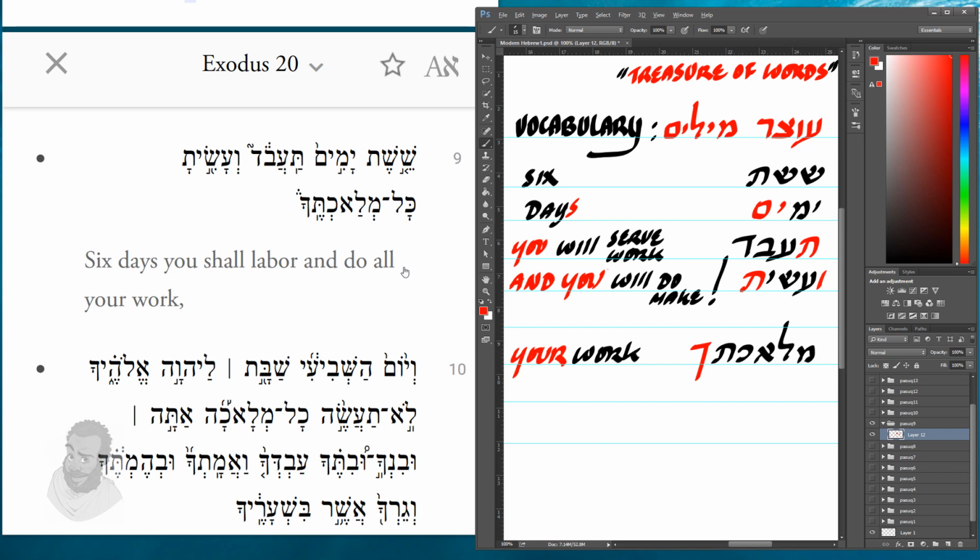Kol, you already know that's all. Melacha in Hebrew means work. There are slight differences between melacha and avodah. Avodah means work. Melacha means work. Melachtecha means your work. You have the kaf right here. Your work. I don't want to get too much into endings and things like that. This is just a lighter version of me breaking things down. You'll have to put it all together yourself, but this is pretty much it, okay?